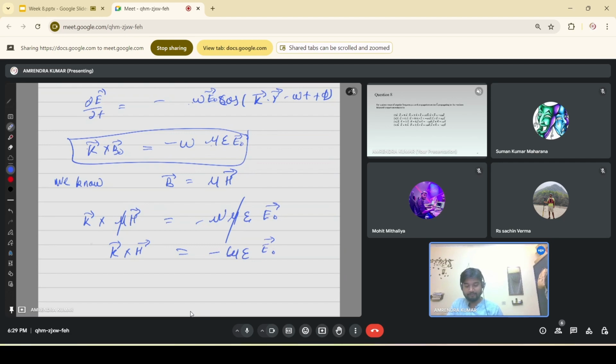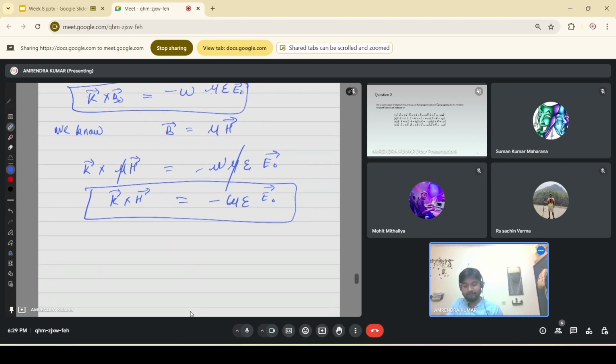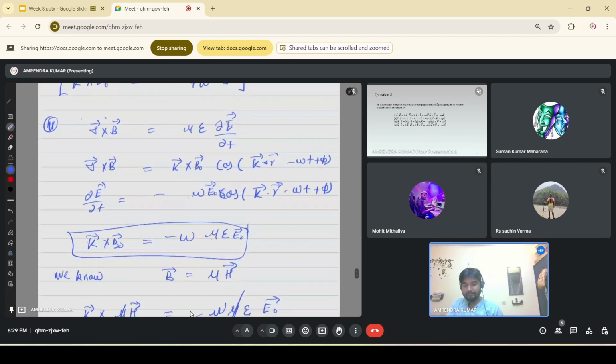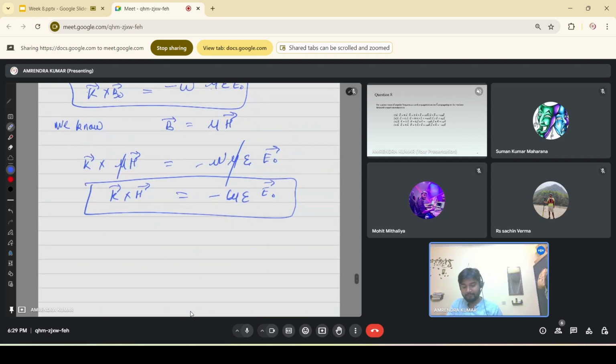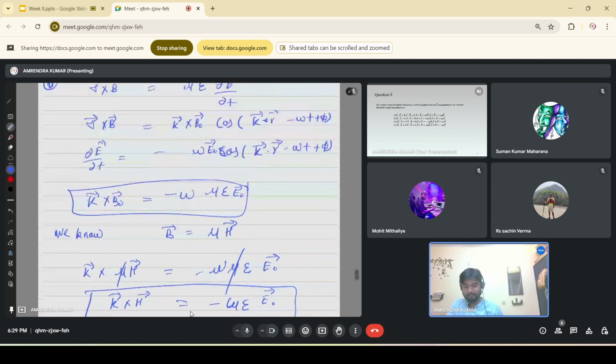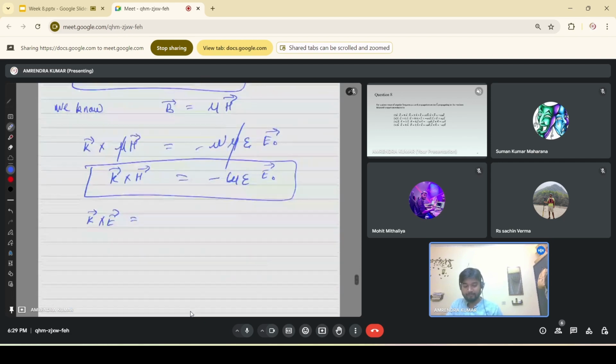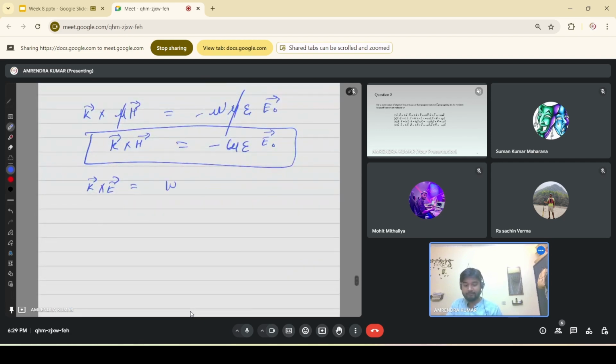The other one, del cross E is equal to minus del B over del T. So it comes out to be k cross E is equal to omega B, and you can replace B by mu H, so k cross E is omega mu H. Now this is the second and third one.